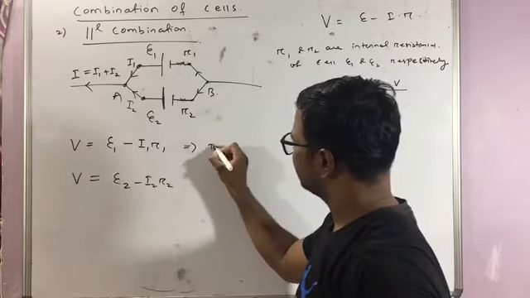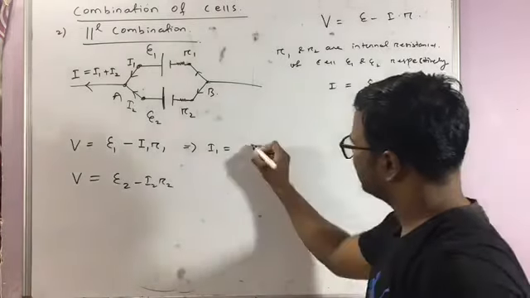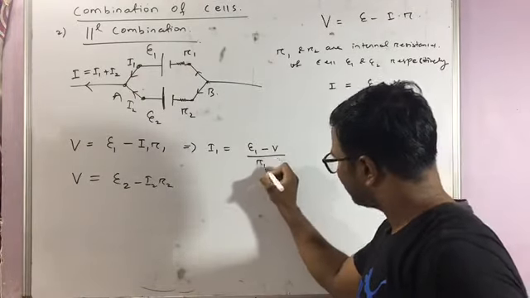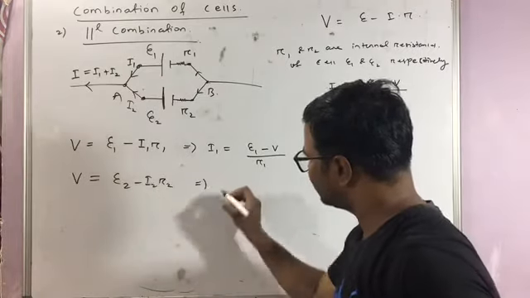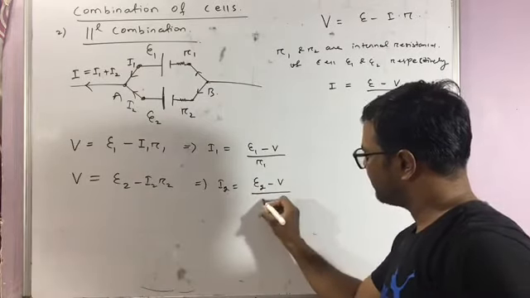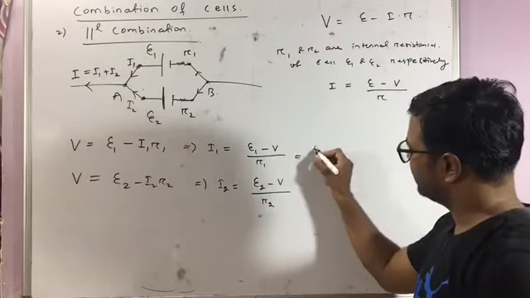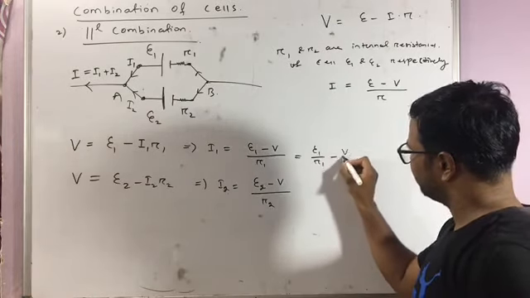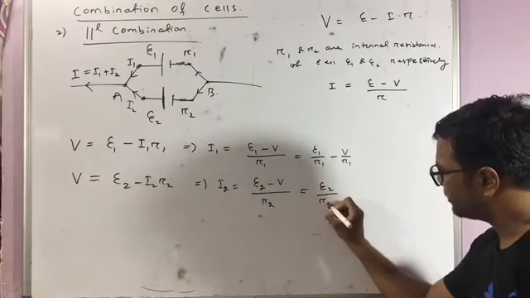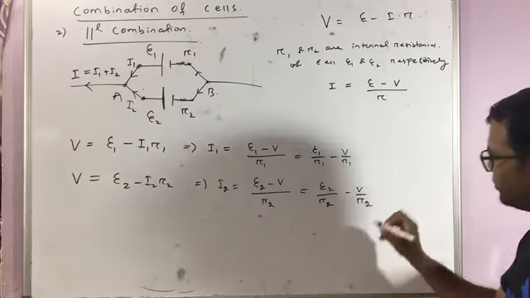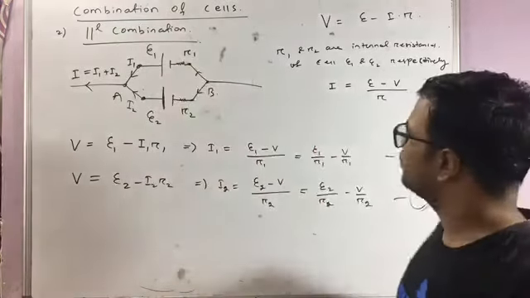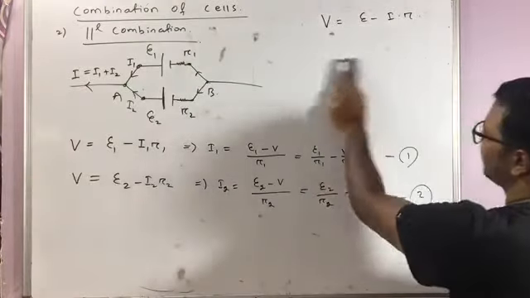So from this equation, I can find I1 is equal to (E1 minus V) by R1, and from this equation I2 is equal to (E2 minus V) by R2, which is simply E1 by R1 minus V by R1, and which is equal to E2 by R2 minus V by R2. Equation 1, equation 2.